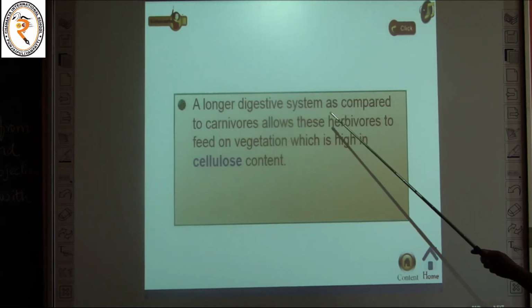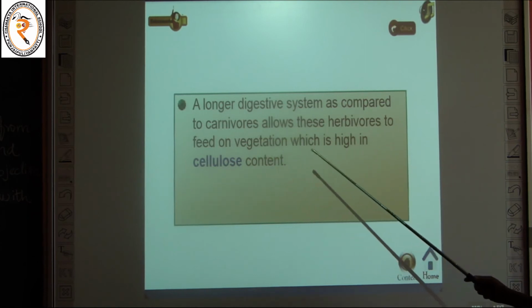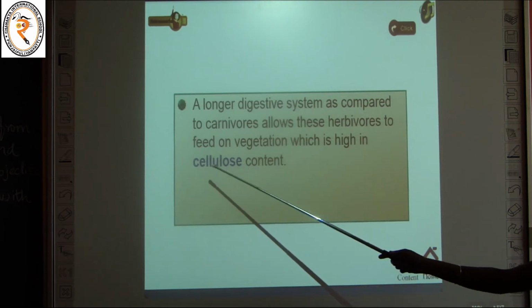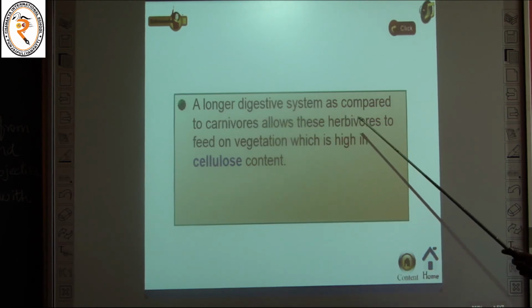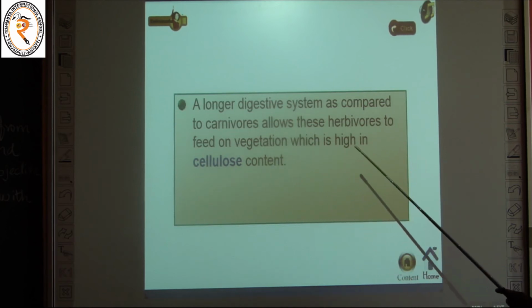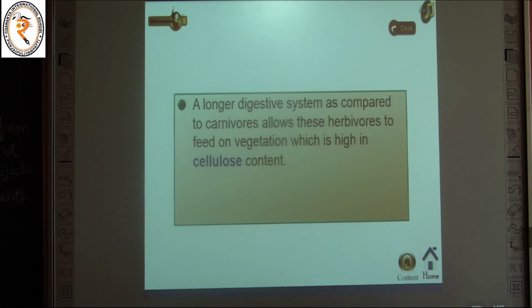A longer digestive system as compared to carnivores allows these herbivores to feed on vegetation which is high in cellulose content. We already know that herbivores eat only plant products, but plants contain one substance. What is it called? It is cellulose. So the plant products are rich in cellulose, and this cellulose gives energy to the grass-eating animals. The next one.